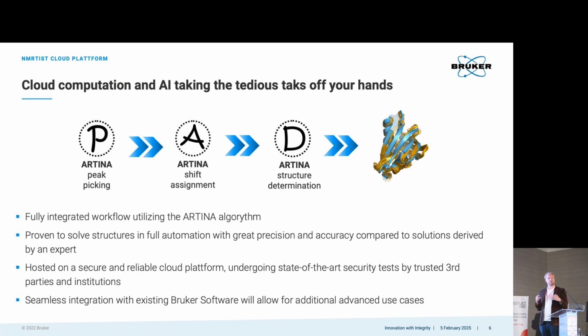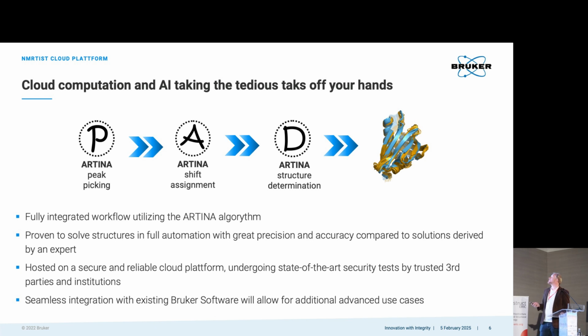One is the backbone assignment, which is a traditional combinatorial approach, and then they trained another network to perform sidechain chemical shift predictions in order to do sidechain assignments. And then, if you want to, you can follow up by doing a structure determination.